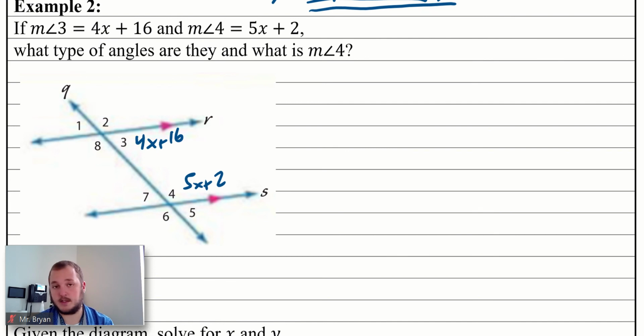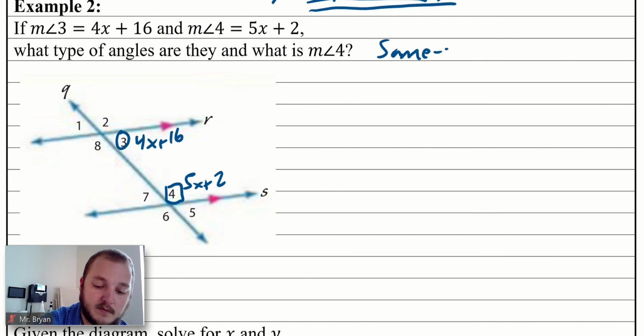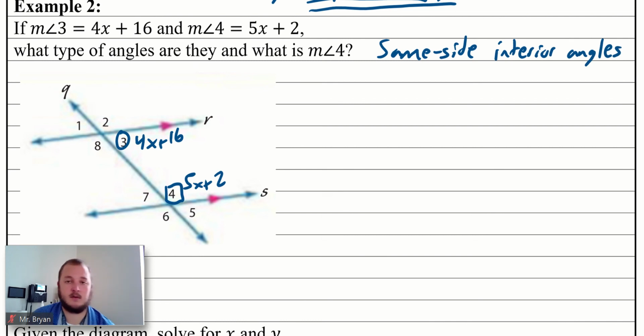So first thing I need to do here is figure out how I'll set up this equation. As a reminder, if I'm trying to identify these types of angles, 3 and 4, notice they're on the same side and they're on the interior. So simply enough, same side interior angles is what I want to write here. Same side interior angles. Okay, so that's the first piece, making sure I'm naming them. In most problems, you won't have to name them, but that is the piece that I'm going to be asking. So if you come up to me and ask, Mr. Brian, how do I set up this problem? First thing I'm going to ask you is what type of angles are you looking at?